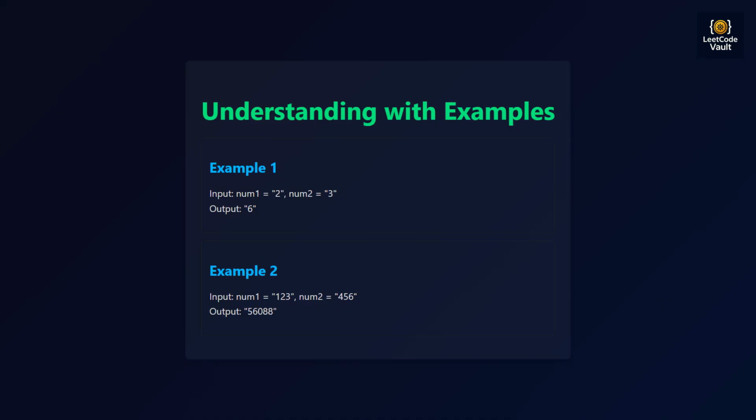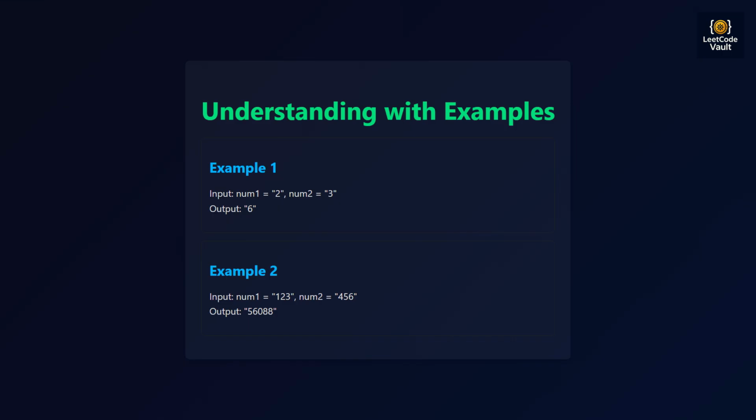Understanding with examples. Let's solidify our understanding with a couple of examples. Imagine we have the strings 12 and 3. How would you multiply them manually? You do 3 times 2, which is 6, and then 3 times 1, which is 3. You'd then combine those results to get 36, right?